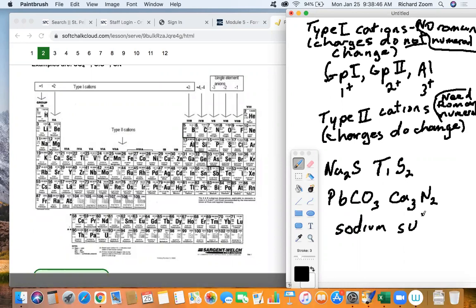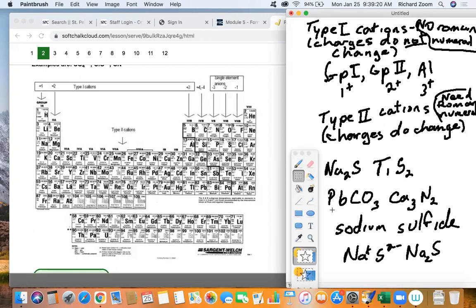Now, one of the common questions people have is, well, how do you know that there's 2 sodiums? Well, if you were to take this back, you'd say, well, S is 2 minus and Na is 1 plus because it's in group 1. And then you say, well, how many sodiums do I need to balance that? And it has to be Na2S. This is why we don't need the Roman numeral in the name. Does anybody have any questions?